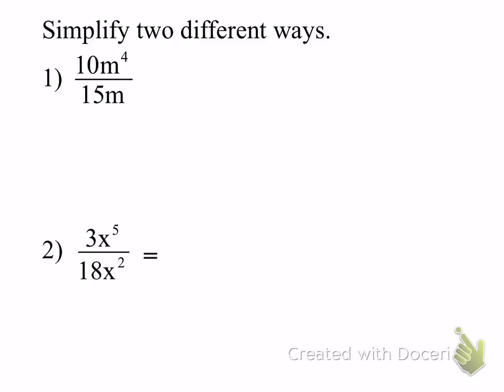Okay, here we go. Now, you see a fraction. We can expand this out. Prime factors. What makes up 10? 5 and 2. And how many m's? 4 m's. And 15, we have 3 and 5 and 1 m.